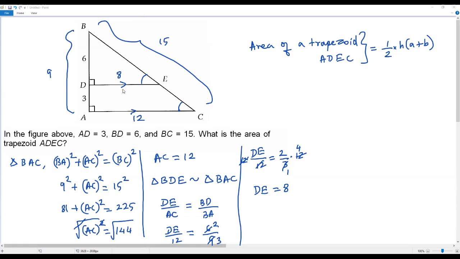Okay, now I know the lengths of the two bases of the trapezoid ADEC, 8 and 12. So we can plug in the values. 1 over 2 times the height of the trapezoid, which is 3, and A is the length of one of the bases. We can consider this 8 as the value of A, and B is the length of the second base, that is 12. So 1 over 2 times 3 times 8 plus 12, which is 20. So 2 goes into 2 1 time, 2 goes into 20 10 times. So 1 times 3 is 3, 3 times 10 is 30. So the area of the trapezoid ADEC is 30 square units.